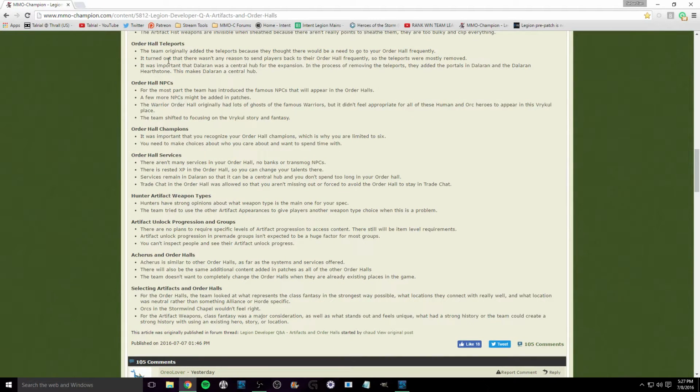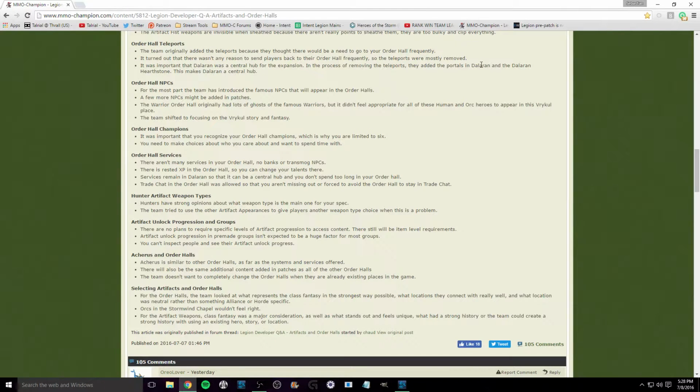Let's keep looking here. They took away the teleports to the order hall because they realized that you didn't actually have to go back to your order hall that often. And I can attest to that. You don't get enough artifact power so quickly that you need to go back all the time to upgrade your weapon. The missions take a really long time, so it's not like you'll be there every other hour like the garrisons were. And honestly, even if you get a ton of artifact power, it's not super important that you upgrade it until you get to the end game. You're going to want to make sure it's upgraded by the time you go raid or do a dungeon, but when you're leveling, it's not that important, not really at the end of the day.